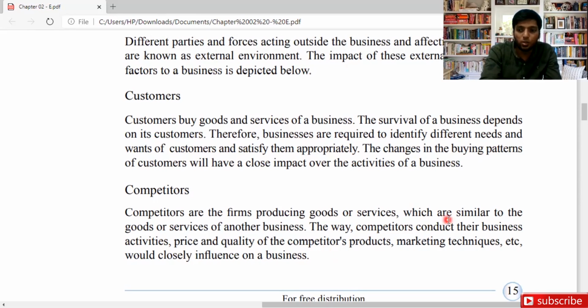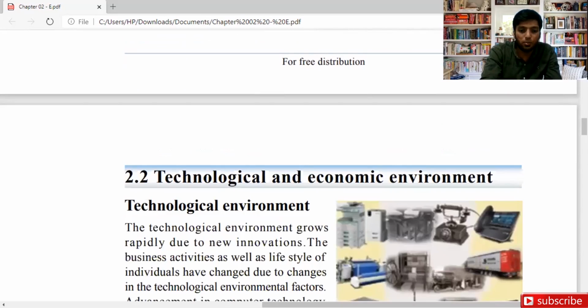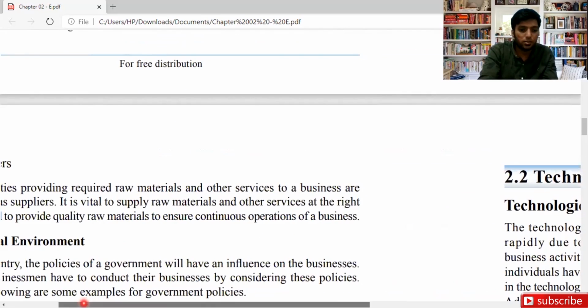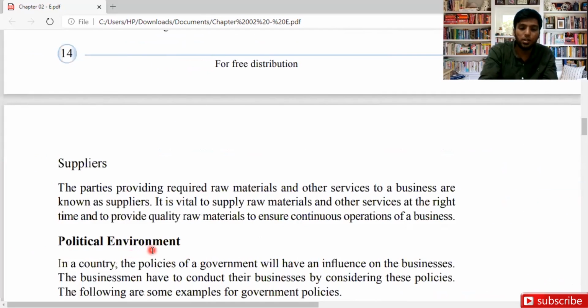So let's move on to the third content of this part. We have suppliers. Why are suppliers important? Because these are the people who give us resources when we need to produce something.